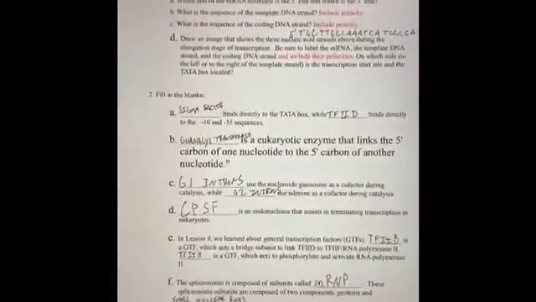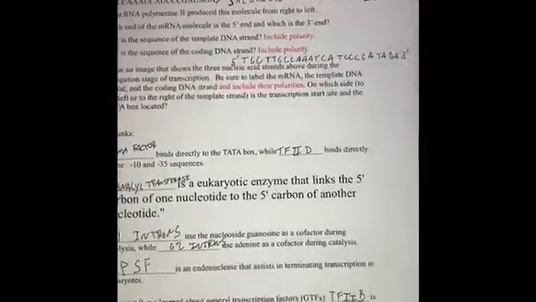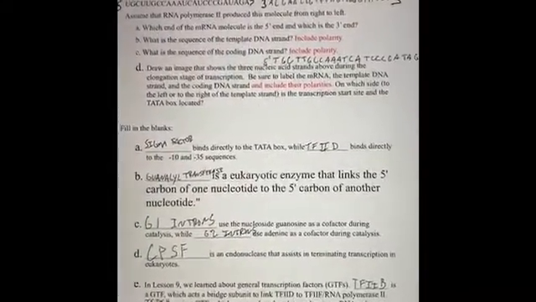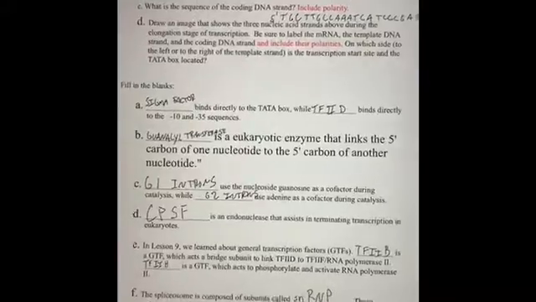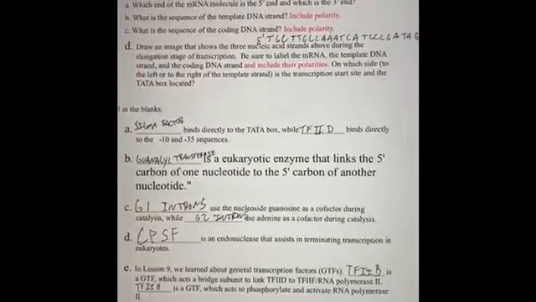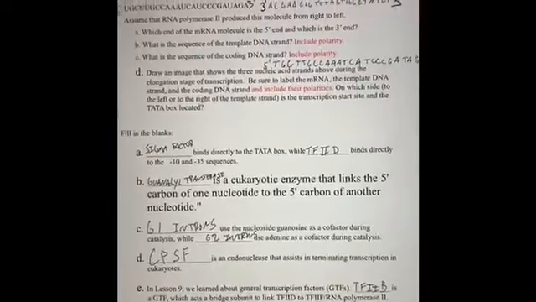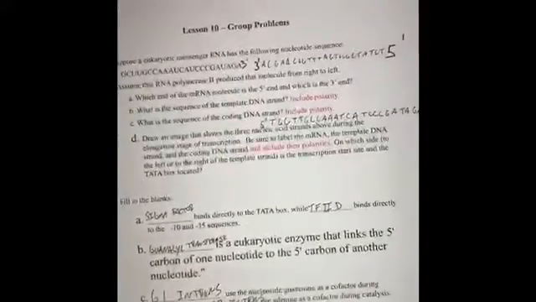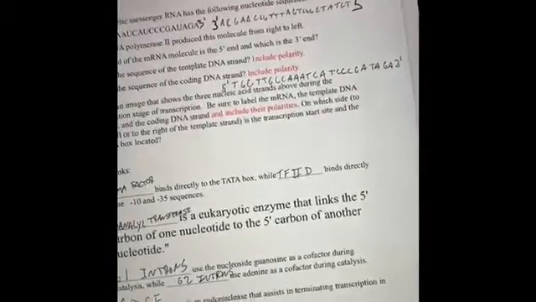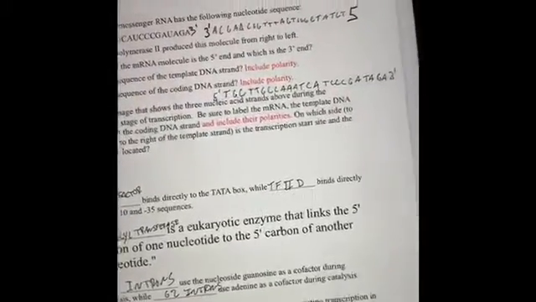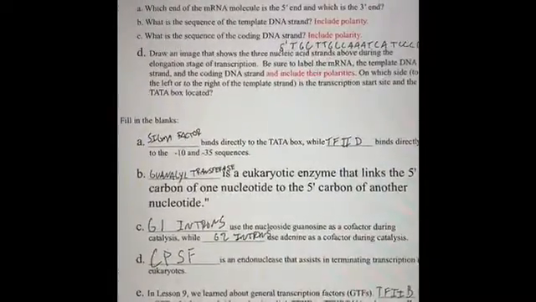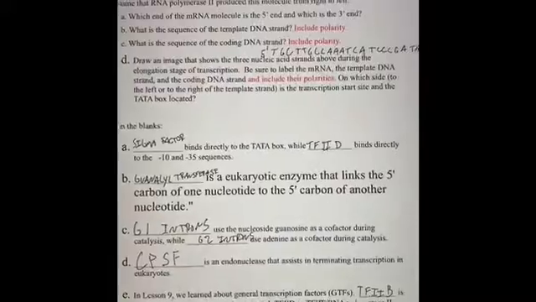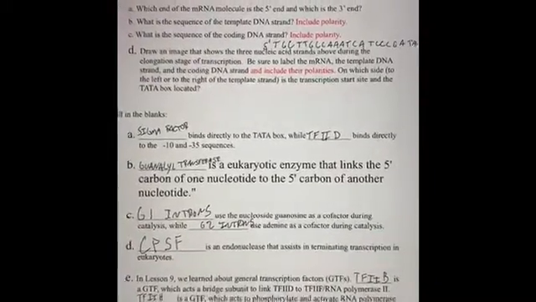So question 2, fill in the blanks. A, sigma factor binds directly to the TATA box, while TF2D binds directly to the -10 and -35 sequences. B, guanylyl transferase is a eukaryotic enzyme that links the 5' carbon of one nucleotide to the 5' carbon of another nucleotide. And the group 1 introns use the nucleoside guanosine as a cofactor during catalysis, while the G2 introns use adenine as a cofactor during catalysis. And D, CPSF is an endonuclease that assists in terminating transcription in eukaryotes.